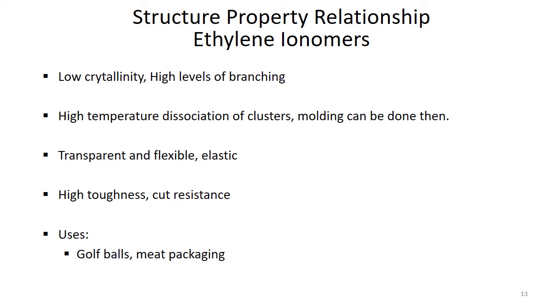These are very desirable properties, which make these polymers the material of choice for the outer layer of golf balls, which are subjected to tremendous physical abuse, because these are very tough materials. Other uses include meat packaging, where they are resistant to puncture by bones and highly resistant to fat permeation. These are highly valued.